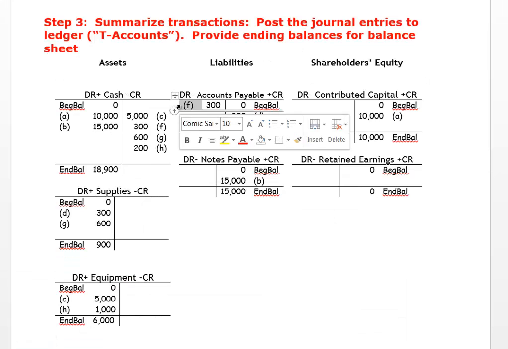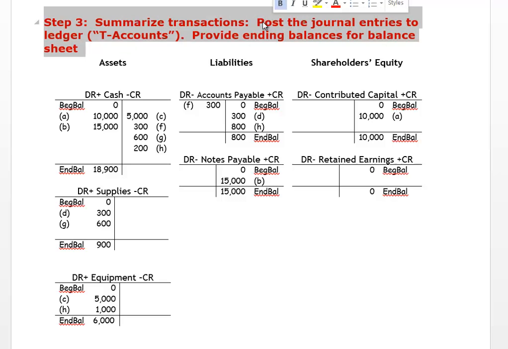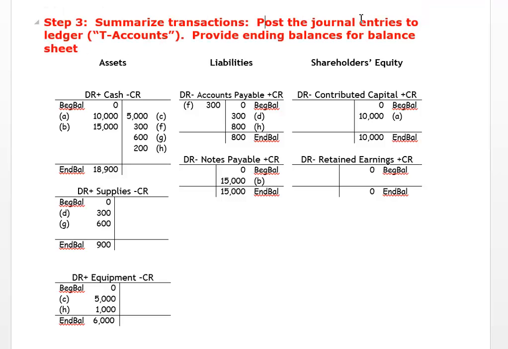This is step 3. So what happens here? Well, again, what we're doing is we're summarizing transactions. And summarizing means to post the journal entries to a ledger. Well, we're not going to use a fancy ledger. We're just going to use T accounts. Why? Because it gives us left and right. And that helps you to remember debits on the left, credits on the right.